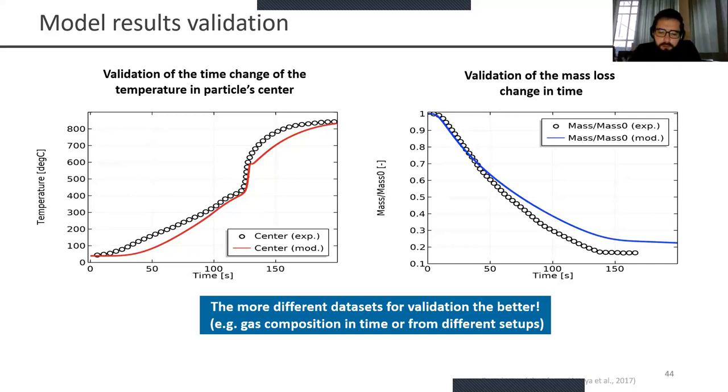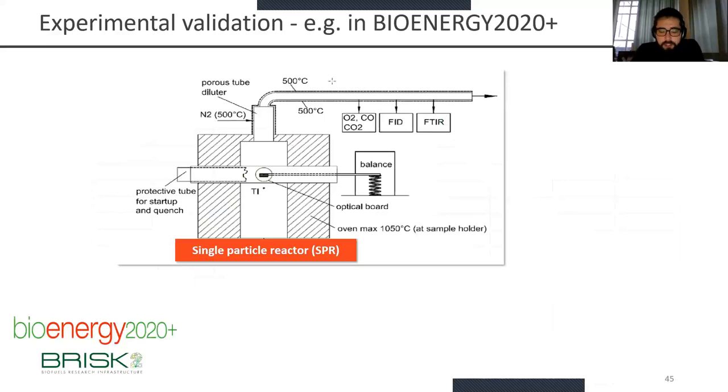The model should be validated not only by simple things like temperature or mass loss, but also by the evolution of the compounds, which gives us information about the chemistry of the process and the interaction between the chemistry and the structure. Also, if we validate the model in different temperature conditions, that will give us a hint whether the model covers it fully.